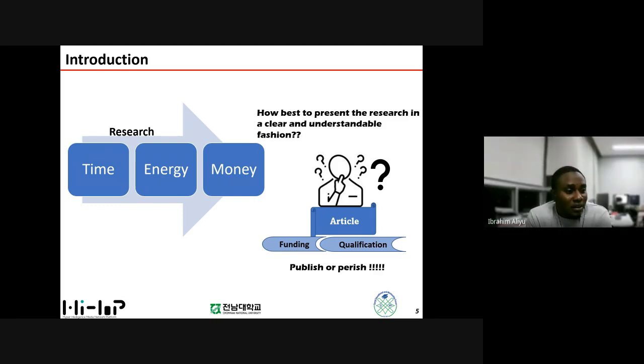So based on this, after spending time, energy, and money, what do you do with all this? Your research is emotionally engaged, and at some point you will want to share what you have done. The best thing to do is write an article to give out this research that you have done. And as Dr. Ramadan rightly mentioned, the adage that publish or perish still exists. So in one way or the other, we need to publish for career growth and other things.